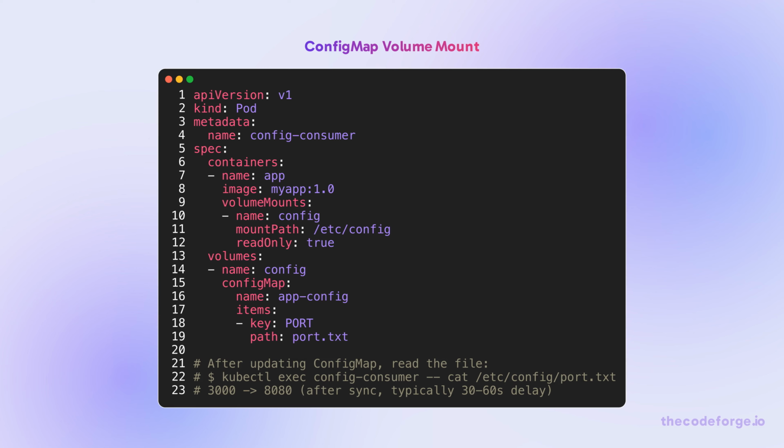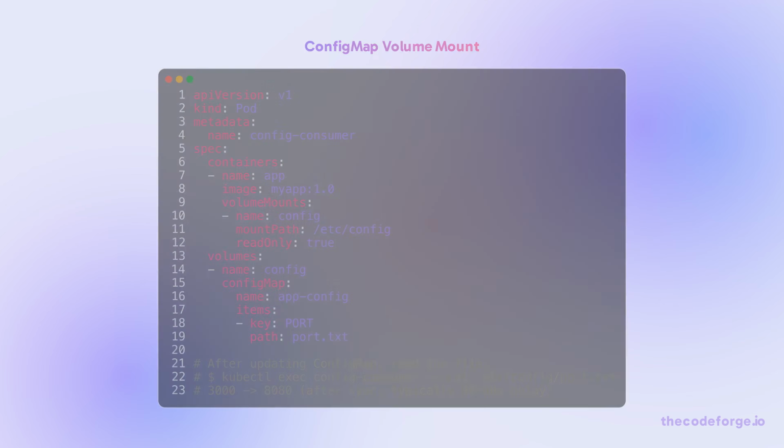This pod mounts a ConfigMap as a volume. After updating the ConfigMap, the file at /etc/config/port.txt will update within the kubelet sync interval. Your app can watch for file changes and reconfigure without restarting.